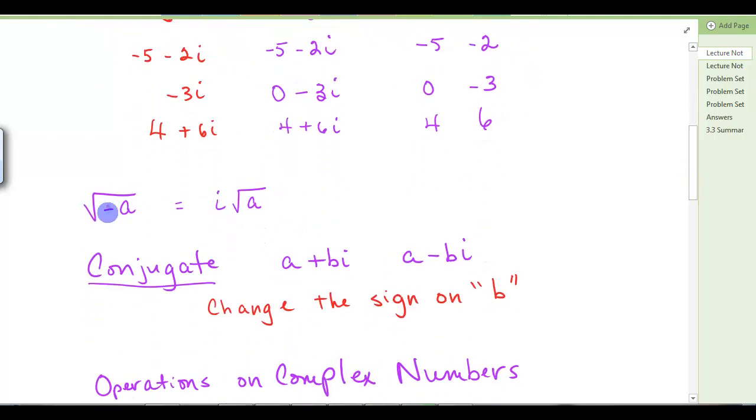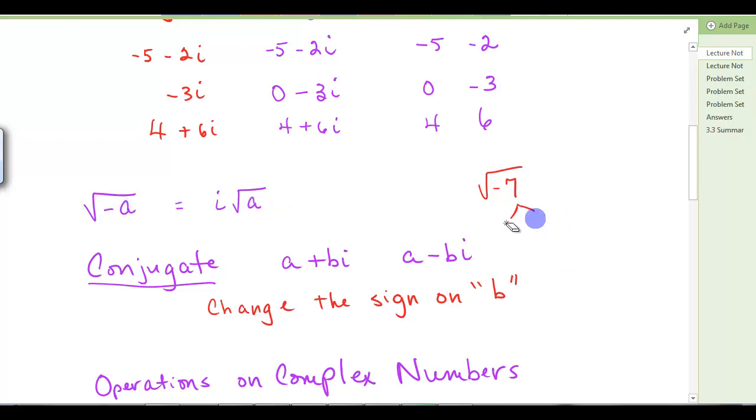We don't leave radicals that have a negative number in them. We try to rewrite them as i times the square root. In other words, if we had the square root of -7, that's the same as the square root of -1 times the square root of 7, and we know now that this is called i, so we would end up writing that as i times the square root of 7. That's what this little rule says.